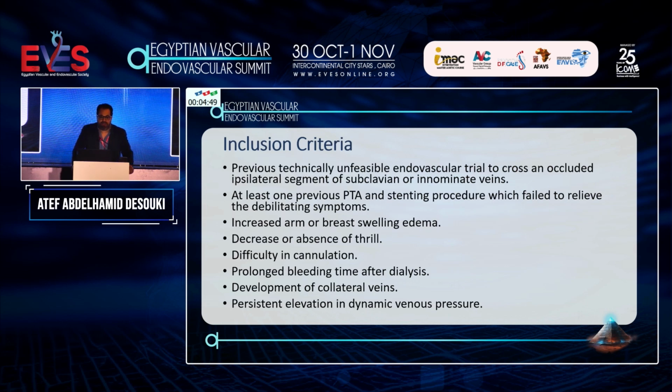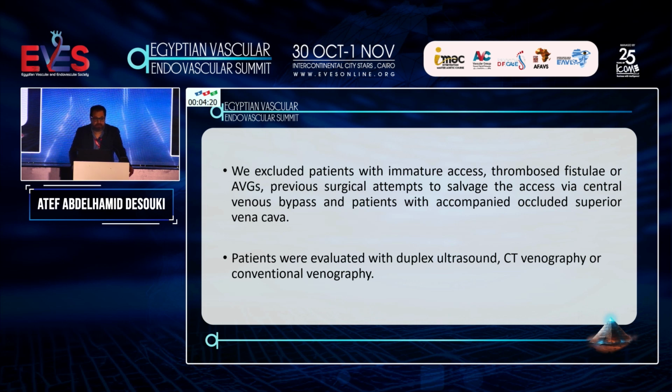Our criteria was a previous technically unfeasible endovascular trial to cross the occluded ipsilateral segment, or at least one previous balloon angioplasty and stenting procedure which failed to relieve the debilitating symptoms: increased arm or breast swelling, edema, decreased access flow, difficulty with cannulation, prolonged bleeding, development of collateral veins, and persistent elevation of dynamic venous pressure, all due to the venous hypertension. We excluded patients with immature access, thrombosed fistulae or grafts, previous surgical attempts to salvage the access via central venous bypass, and patients with an accompanying occluded superior vena cava.